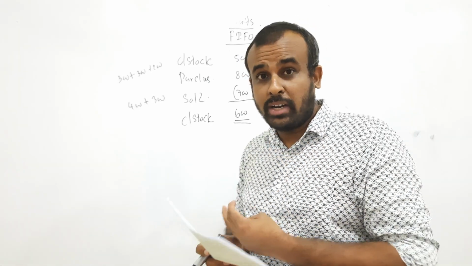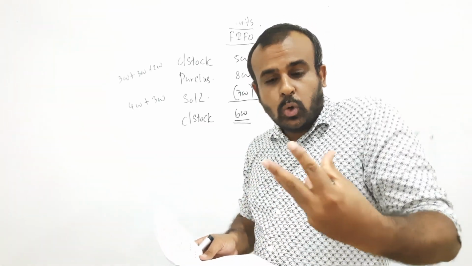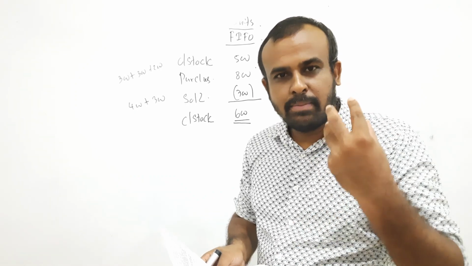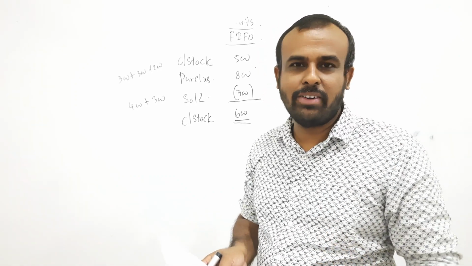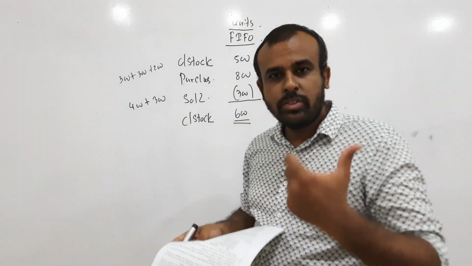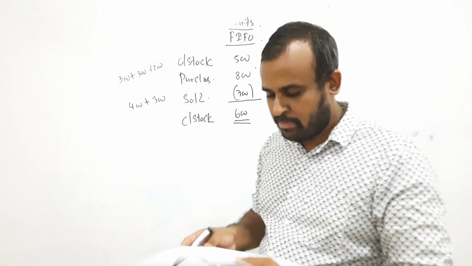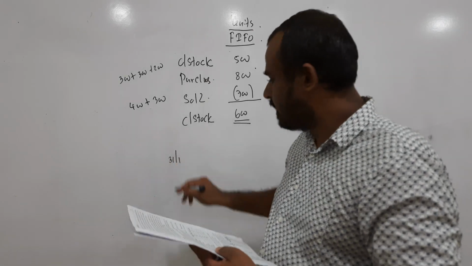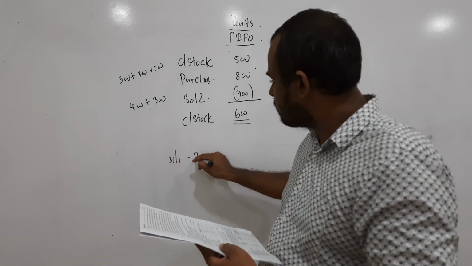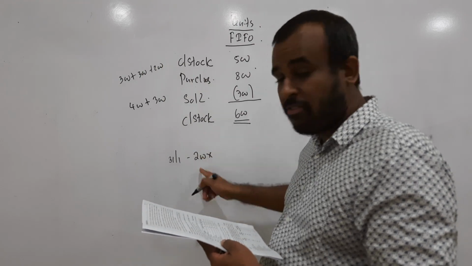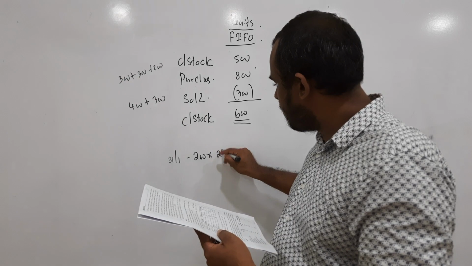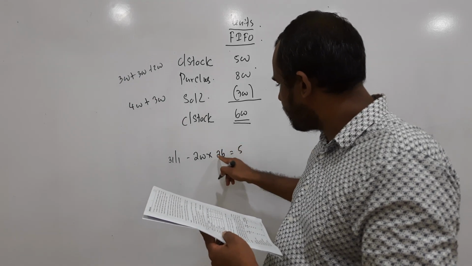So if you issue whatever inventory you got first, your closing stock will remain with the most recent purchases. What are the most recent purchases? Look at this. On 31st January, you have purchased 200. That is the most recent purchase. Definitely, based on this assumption, this 200 is available. That 200 you purchased at 26.